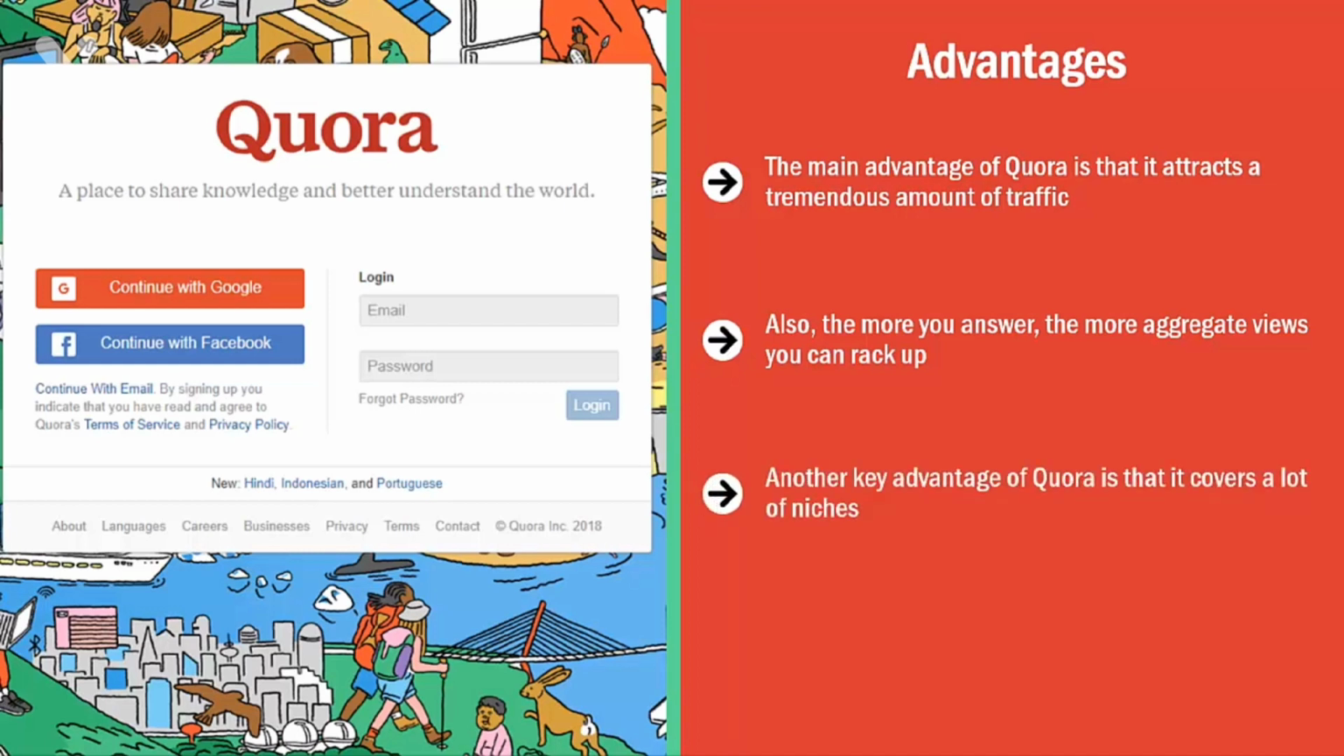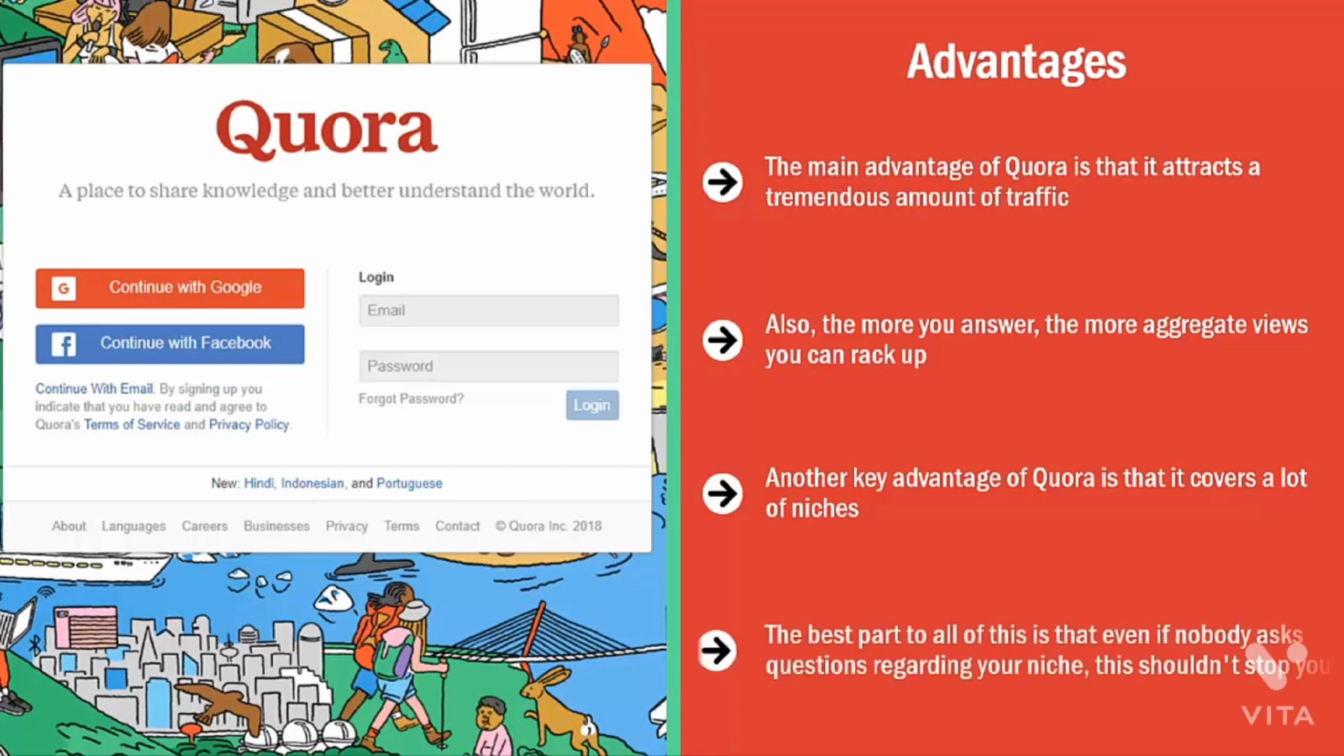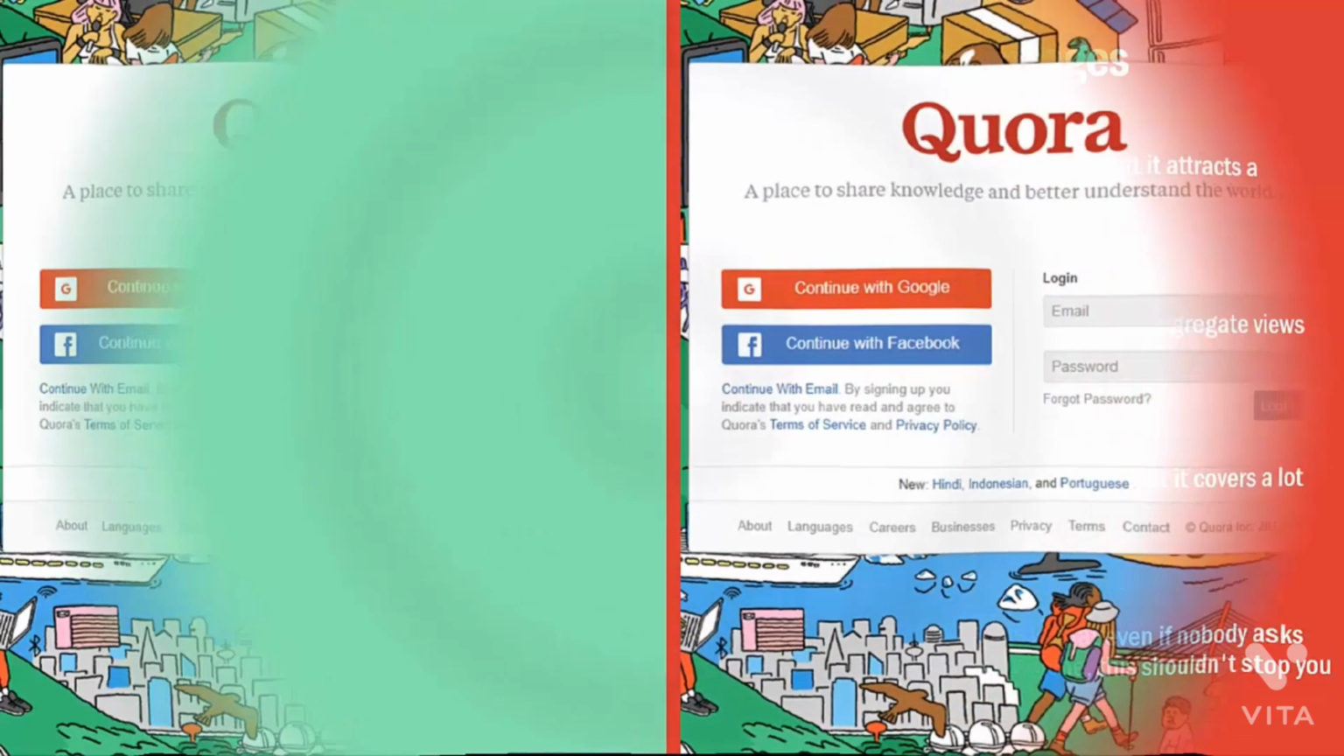Another key advantage of Quora is that it covers a lot of niches. Unlike niche-specific forums that have a fairly narrow niche coverage or Facebook groups and pages that are restricted to a certain range of niches, Quora doesn't really have any limits as far as topics are concerned. As long as people ask a question regarding your niche, you can post an answer. The best part to all of this is that even if nobody asks questions regarding your niche, this shouldn't stop you. Why? You can hire a virtual assistant from places like congoplus.com to post niche-related questions for you. You then look them up and answer in a non-spammy way with your 3-layer content system.